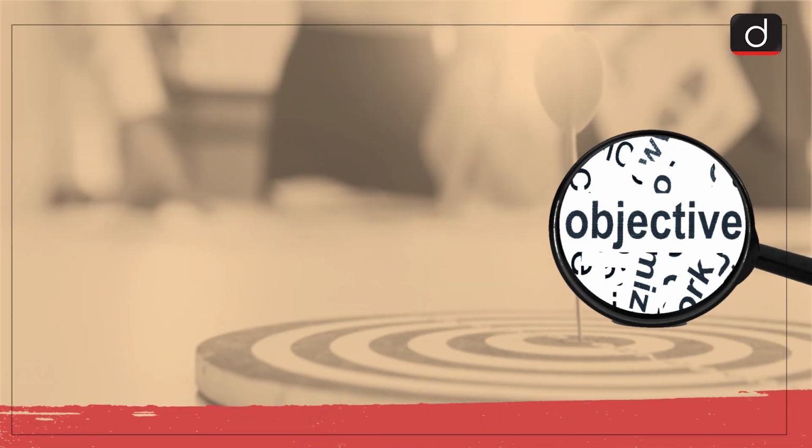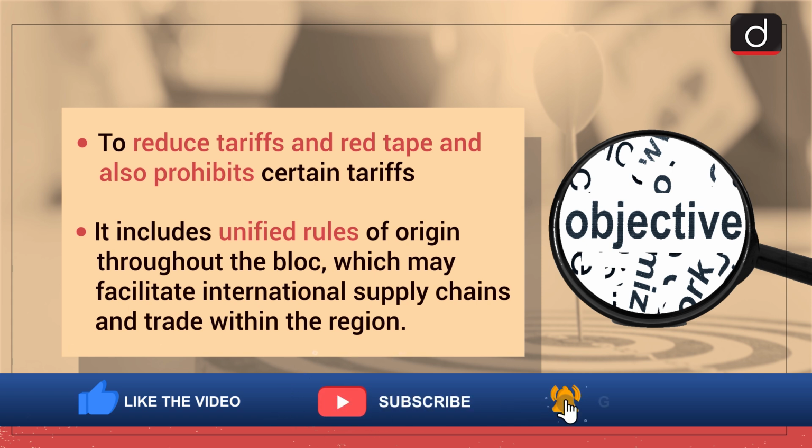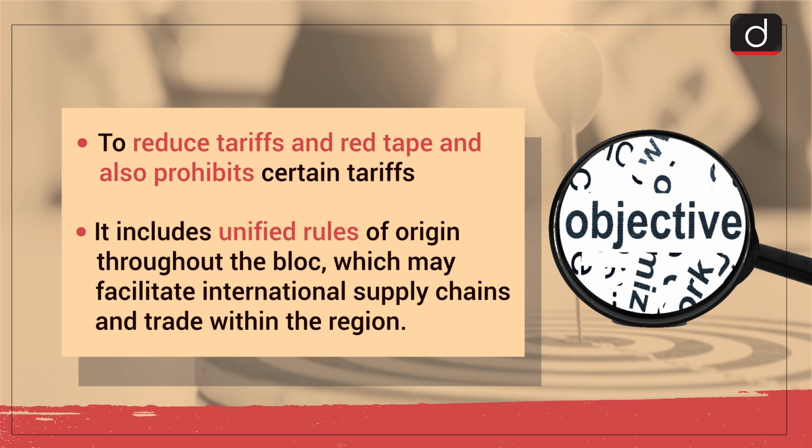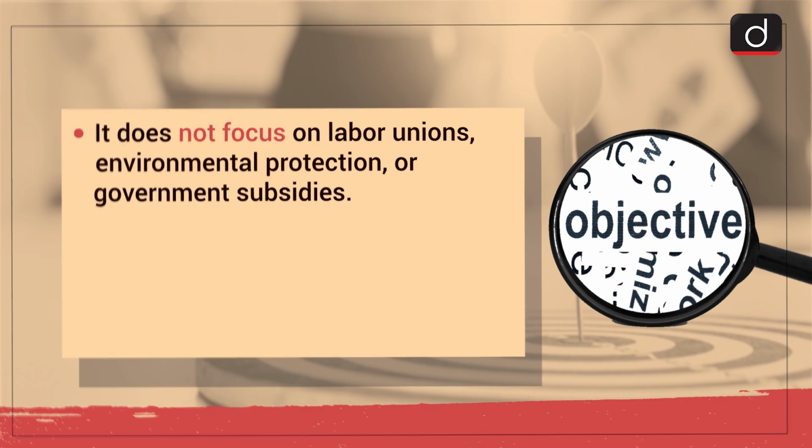Moving towards the objectives. The first one is to reduce and prohibit certain tariffs and red tapeism. It includes unified rules of origin throughout the bloc, which may facilitate international supply chains and trade within the region. It does not focus on labor unions, environmental protection, or government subsidies.